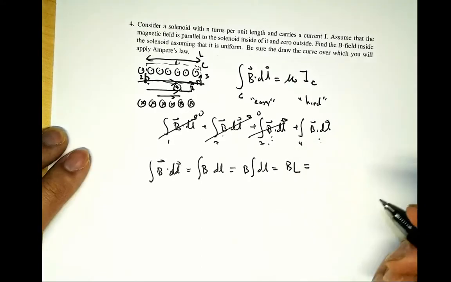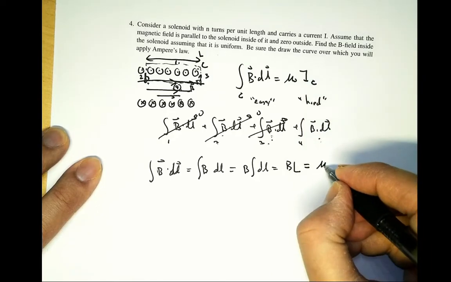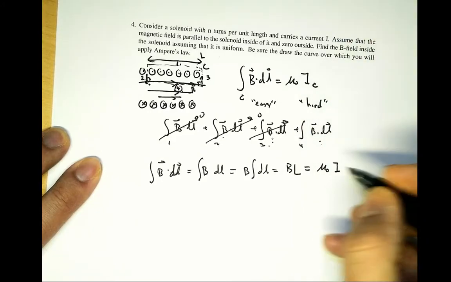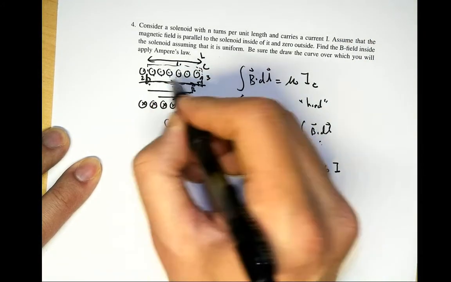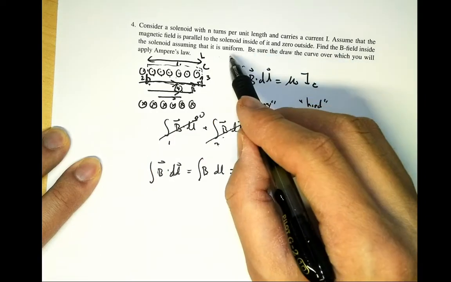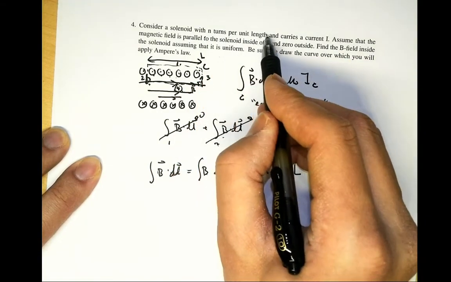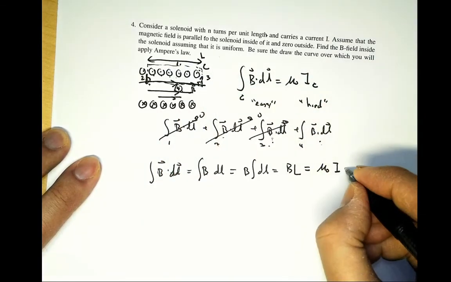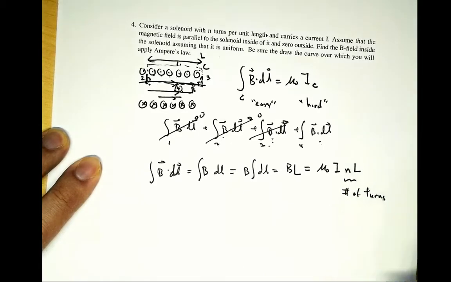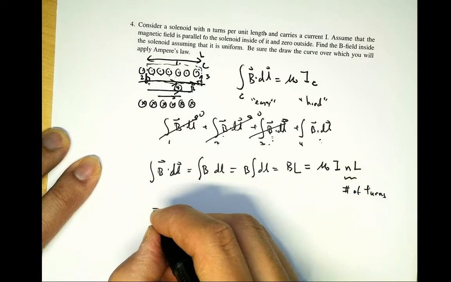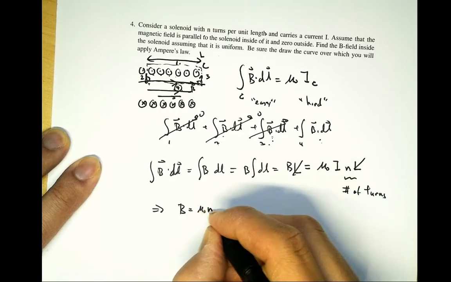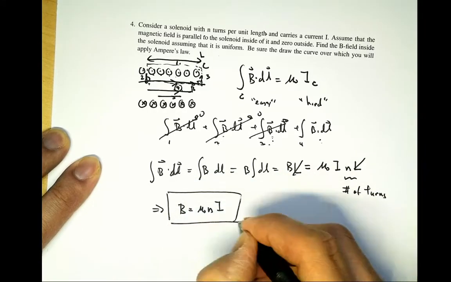Now this is going to be equal to the current that flows through it, so it's mu 0 times the current. How much current is flowing through each wire? Well, there's I, and there are n turns per unit length, and there are L lengths, so it's n times L. These are the number of turns. Now we have this set up, so we're done. We're left with B equal to, the L's will cancel each other, mu naught n times I. And that is the answer for that one.